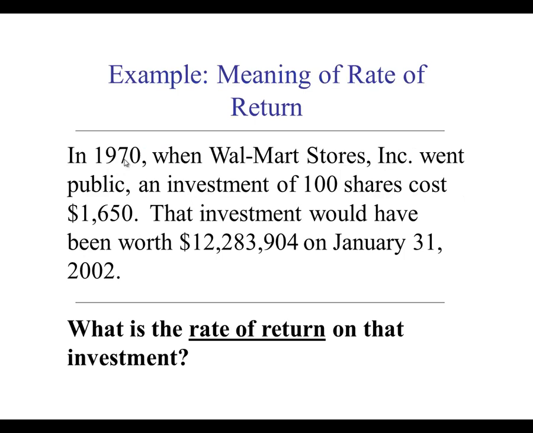To understand the meaning, let's look at an example that will explain the rate of return. In 1970, when Walmart stores went public, an investment of 100 shares cost $1,650. That investment would have been worth $12,283,904 on January 31st, 2002. So what's the percentage that created such a yield on the 100 shares, or the $1,650, to become around 12 million?